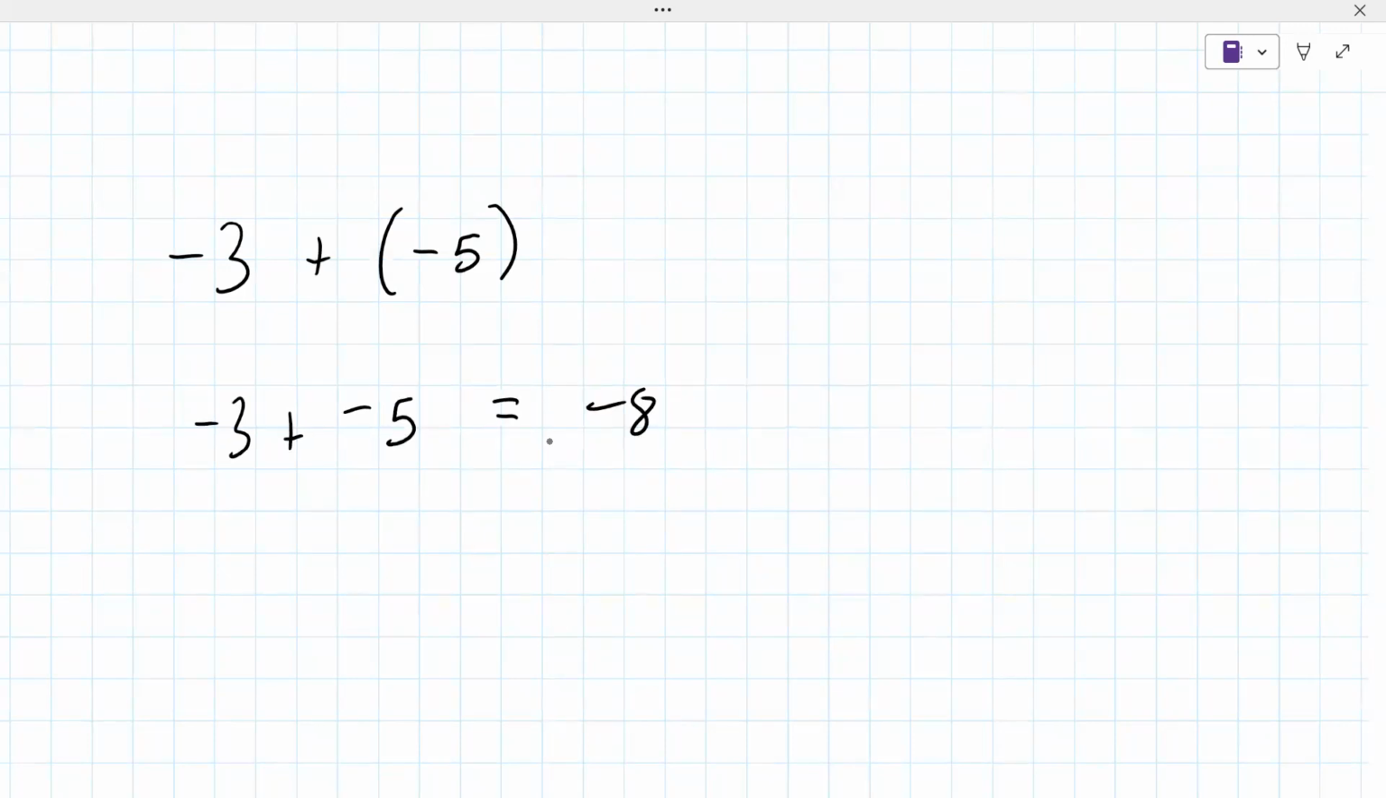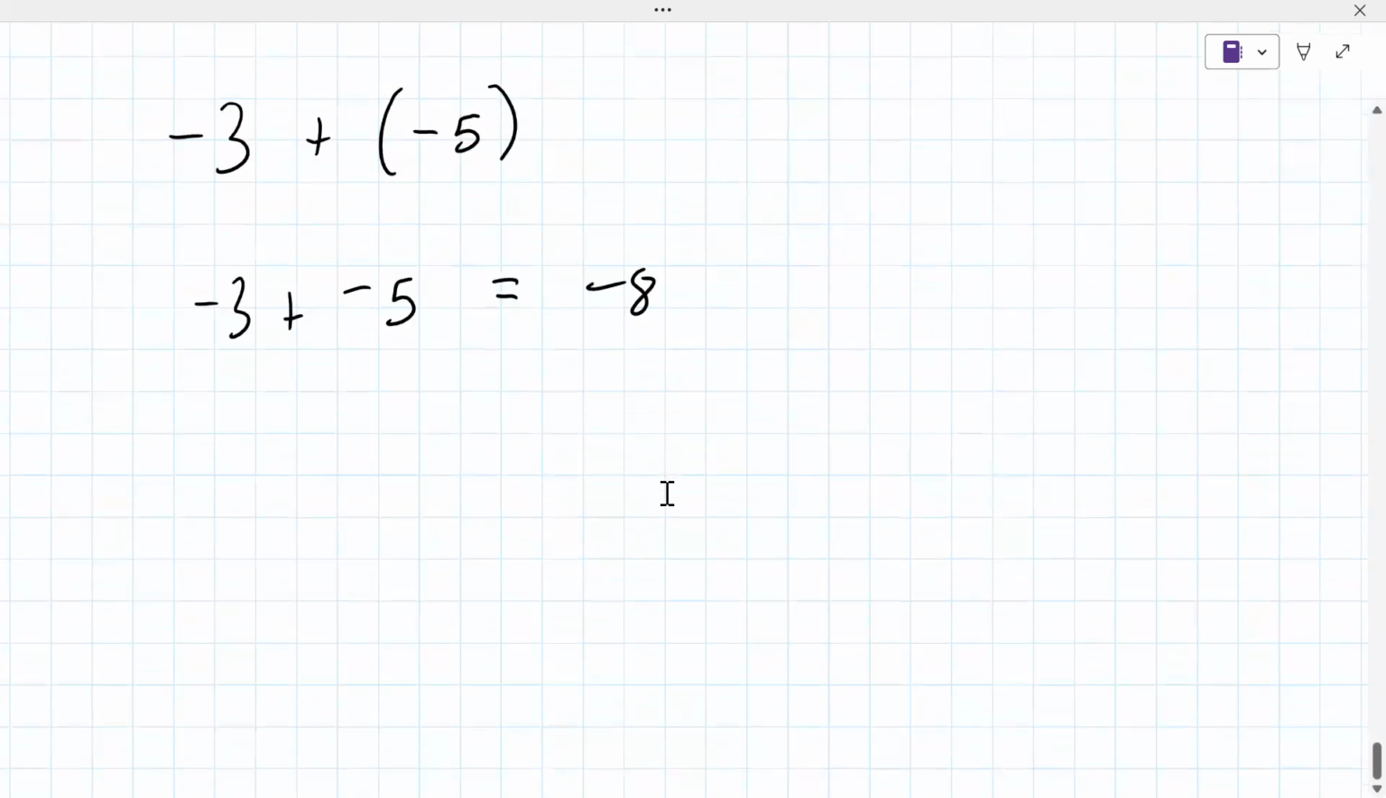Okay, so let's try this here. Let's say it's -3 plus parentheses -5. So again, you can just drop the parentheses. You don't need them. Could you try? So it'll be plus is 8, so -8. All right.